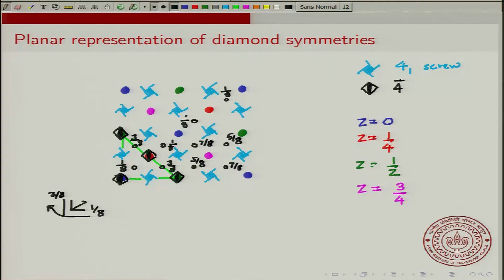Okay. So there are also screw axes. I am not showing them here, but there are also other screw axes in diamond, which we had already seen earlier. We had seen some of the screw axes in diamond. I won't show them in this figure because we have already shown a lot of symmetries in this.